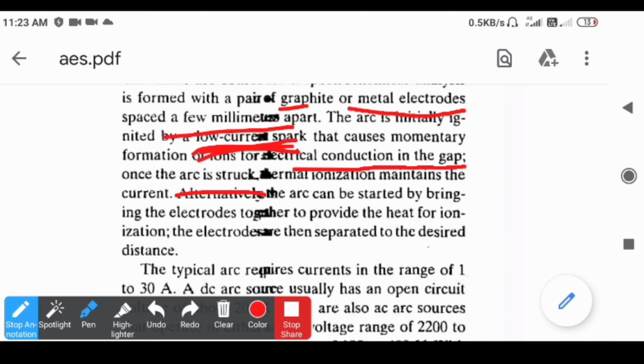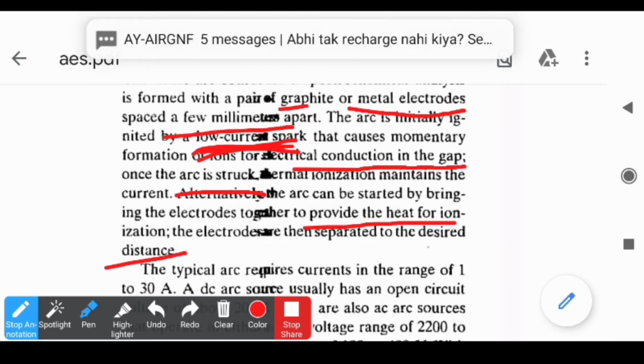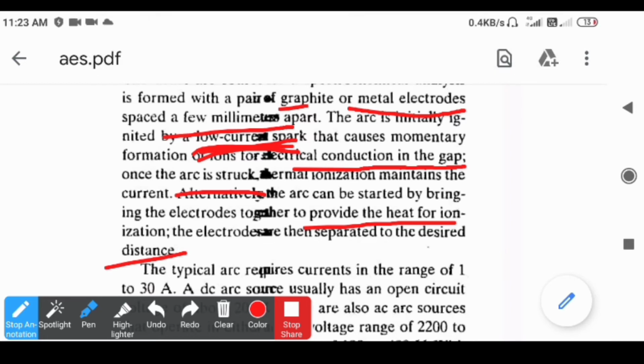Another method is that an arc can be generated by bringing the two electrodes together so as to provide the heat for ionization. The electrodes are then separated to the desired distance. So when two electrodes are applied with very high voltage, that results in heated electrodes. Once those heated electrodes come into contact with each other, they generate the arc of ions. Then once that arc is generated, we can separate the electrodes.